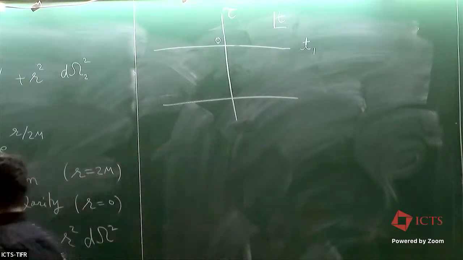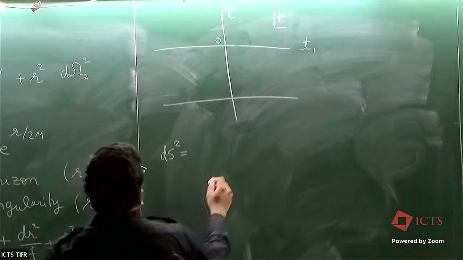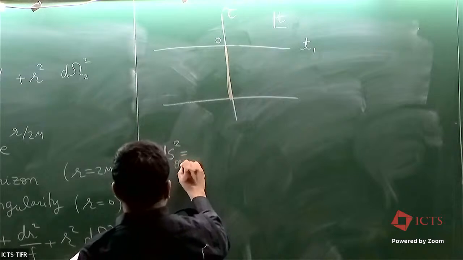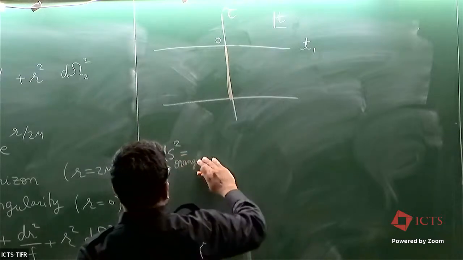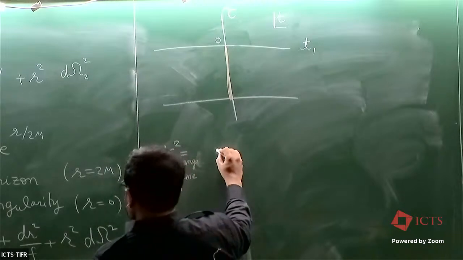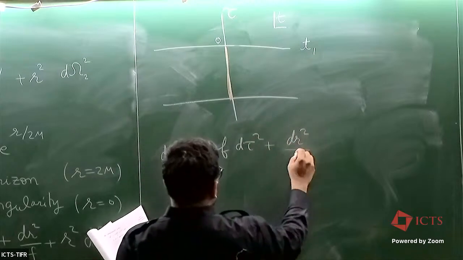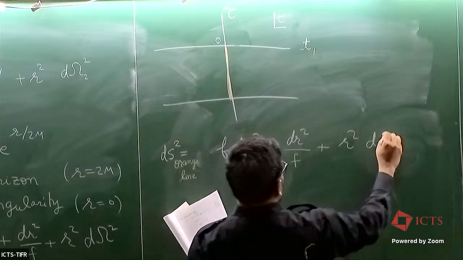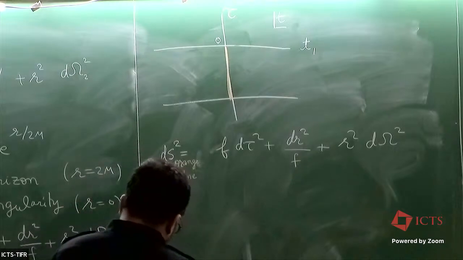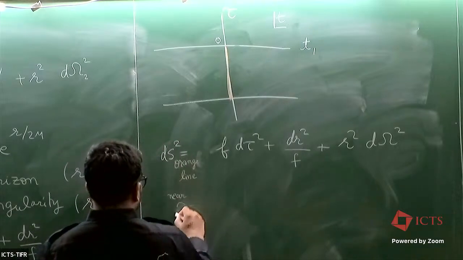Okay, so what does the metric look like? So the metric ds squared, now again we go to this Euclidean section, so on the orange line, equals f d tau squared plus dr squared over f plus r squared d omega squared. Okay. And now you notice that, let's expand this near the horizon.